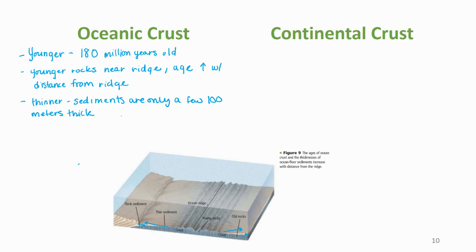On the other hand, we have continental crust. The oldest continental crust that we have dates at 4 billion years old. And also, continental crust is thick, as much as 20 kilometers. Remember, this is only a few hundred meters. This is a kilometer. And remember, a kilometer is 1,000 meters.